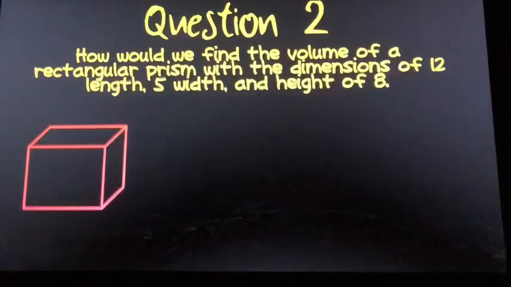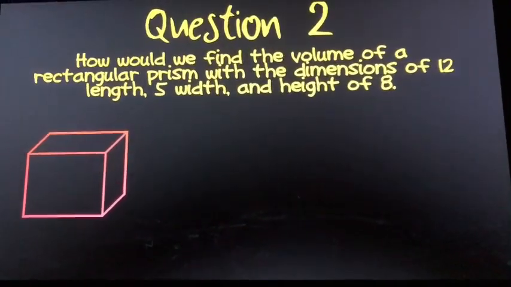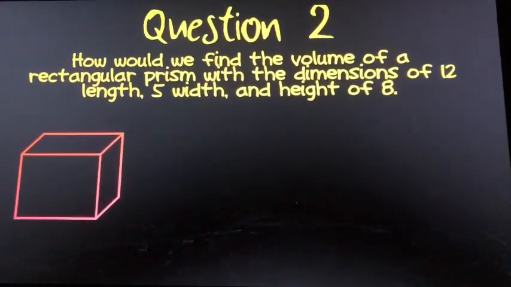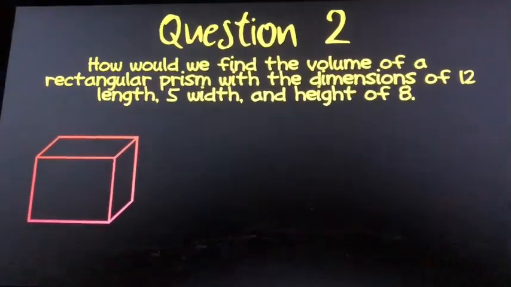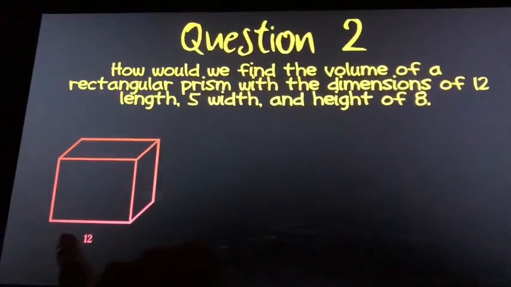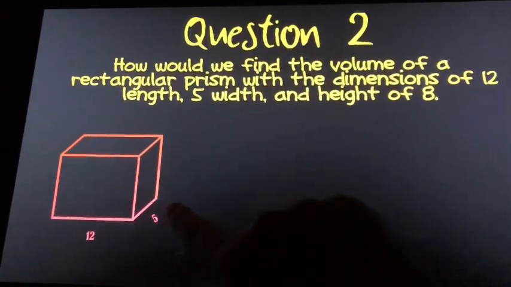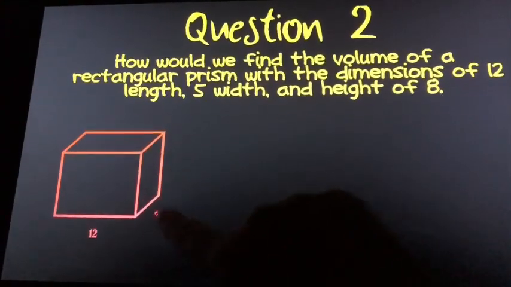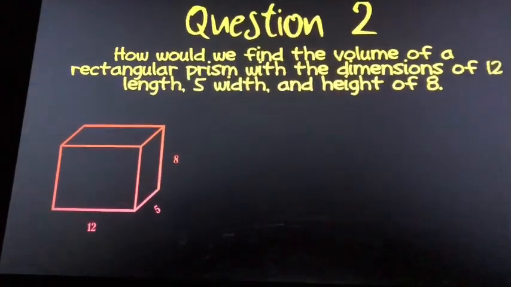Same rectangular prism, if we want to find the volume. How would we find the volume of a rectangular prism with the dimensions of 12 length, 5 width, and height of 8? Across the bottom, we want to put our 12. Along the side, how long it is, how wide it is, 5, and a height of 8.